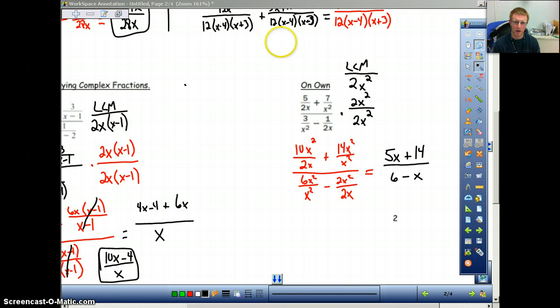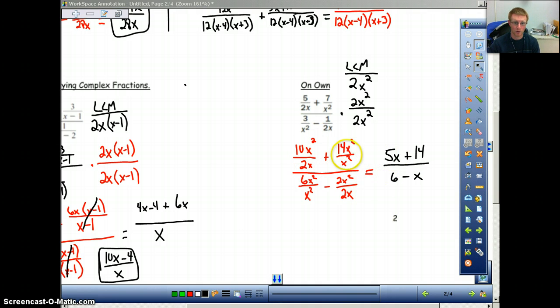Okay, so now we have our LCM is 2x squared, so therefore we're multiplying the top and the bottom by 2x squared. So now what happens is we're just multiplying straight across the top. 2x squared times 5 is 10x squared, 2x squared times 7 is 14x squared, 2x squared times 3 is 6x squared, and 2x squared times 1 is 2x squared. And then what we do is we just go through and cancel whatever we can out. 10 divided by 2 is 5. X squared divided by x is x.